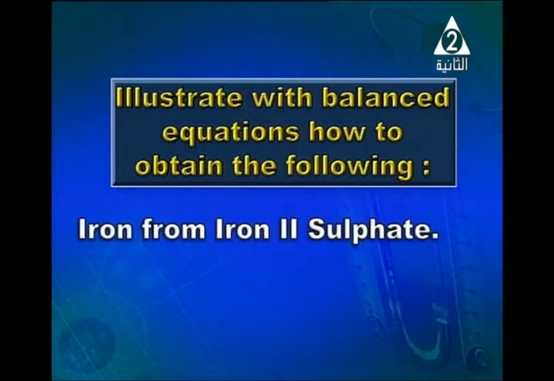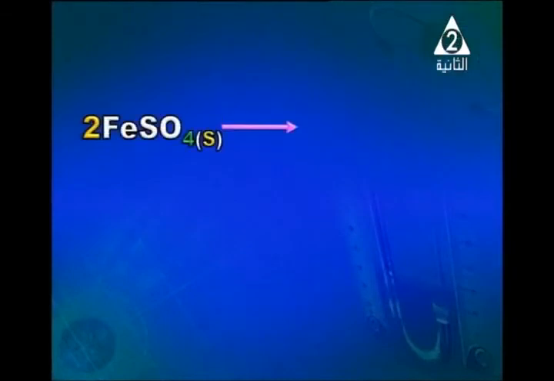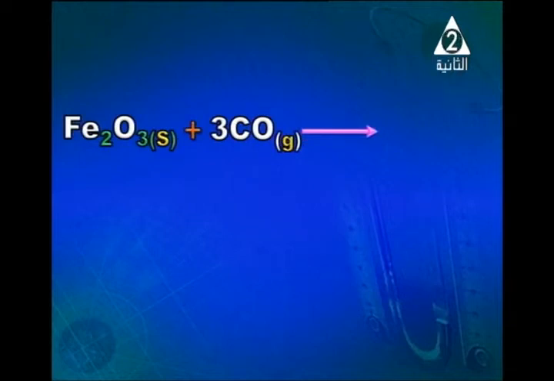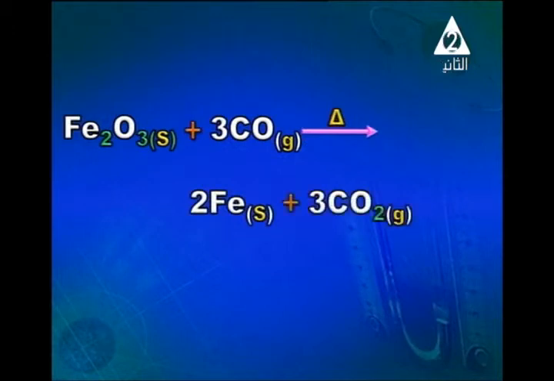Illustrate with balanced equations how to obtain the following. Iron from iron(II) sulfate. Starting from iron(II) sulfate, by the effect of heat, it decomposes into iron(III) oxide Fe2O3 plus sulfur dioxide gas and sulfur trioxide gas. Then the iron(III) oxide that we obtained can react with carbon monoxide gas to reduce it completely, producing 2Fe plus 3CO2. So we have obtained iron from iron(II) sulfate.